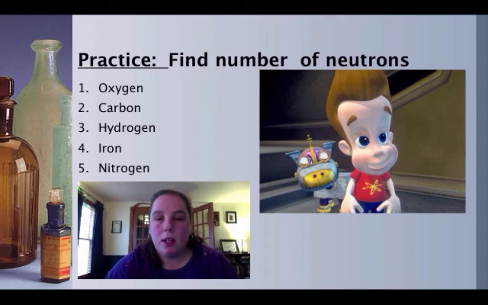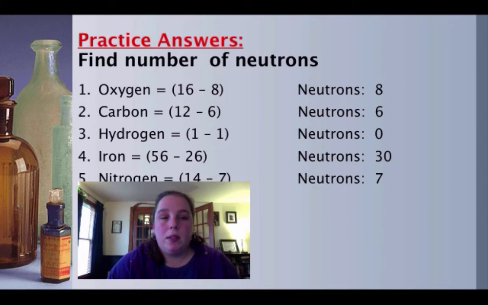Me and Jimmy Neutron, and that's Goddard, by the way, will wait for you. Find the number of neutrons for each of your elements. So for oxygen, we did 16 minus 8. And yes, I know I rounded them this time. If you are looking for the neutron number, you absolutely can round your mass number. But if you're going to report out the mass number, you would have to give me the decimal.